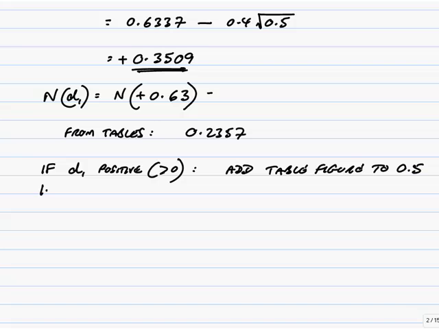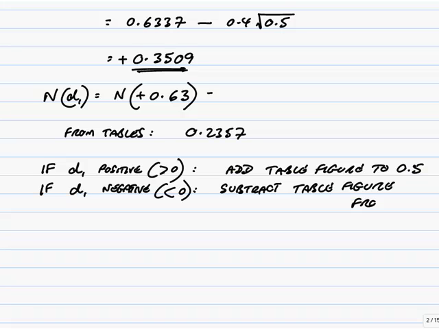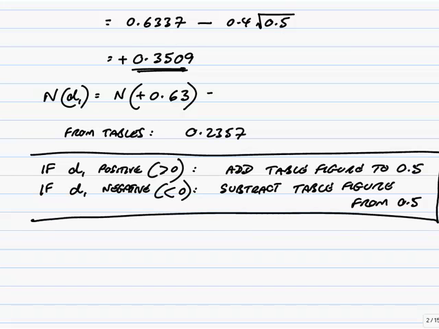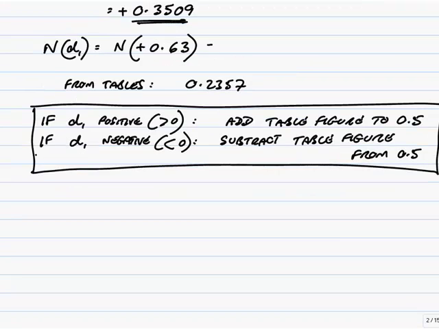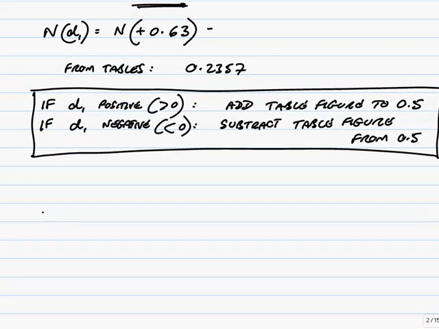On the other hand, although irrelevant for the moment for this example, if D1 is negative, if it was less than 0, now remember, had it been minus 0.63, you'd still have looked up 0.63 in the tables the same way, but you then subtract the table figure from 0.5. Now it looks very strange. In fact, it's not hard at all.